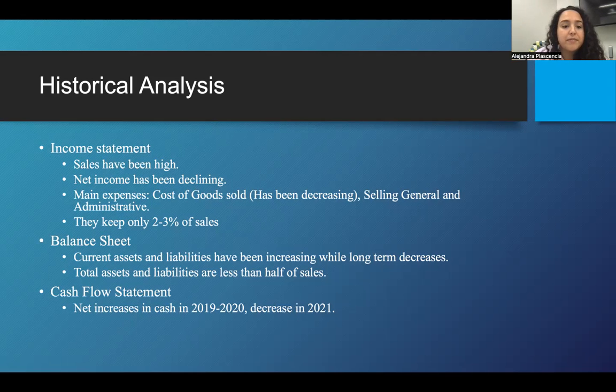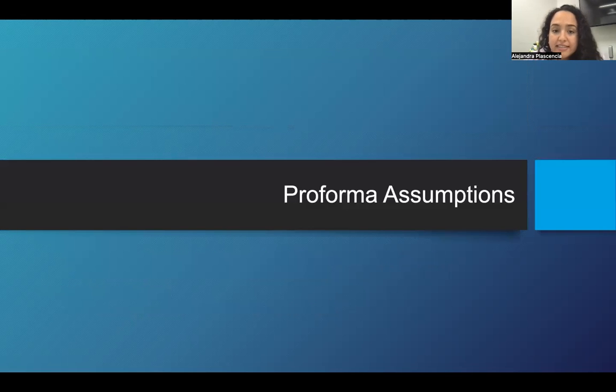Next, the cash flow statement. I wanted to go over just that they have had in 2019 and 2020 net increases in cash and cash equivalents, but then a decrease in 2021. Next, I wanted to go over my pro forma assumptions. These are just the assumptions for the accounts that I made.